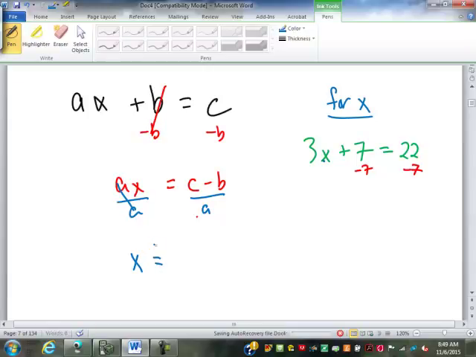Remember we said it a couple of weeks ago, a fraction can be thought of as a division problem. A division problem can be thought of as a fraction. C minus b divided by a is just c minus b over a.